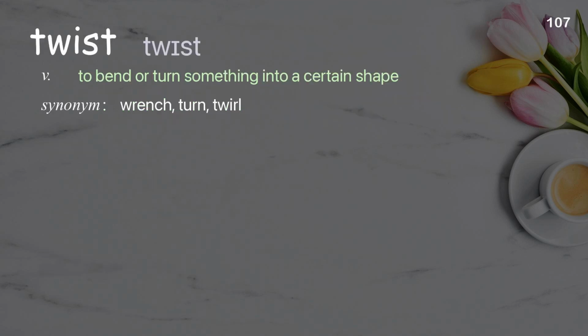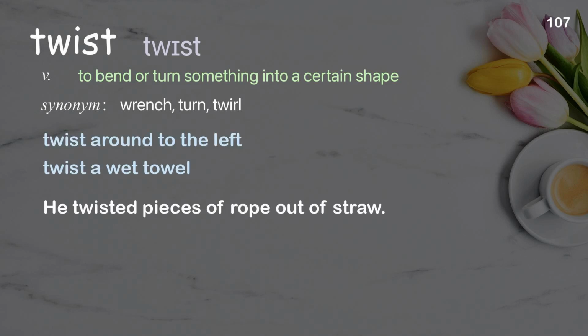Twist. To bend or turn something into a certain shape. Examples: twist around to the left. Twist a wet towel. He twisted pieces of rope out of straw.